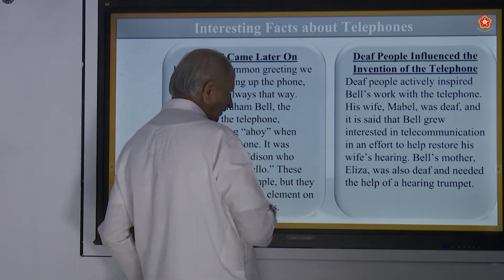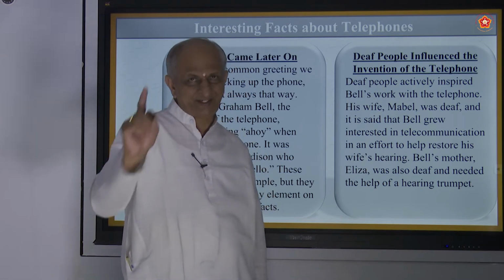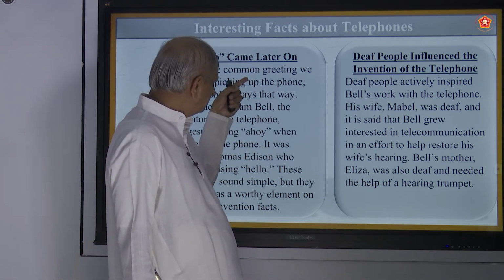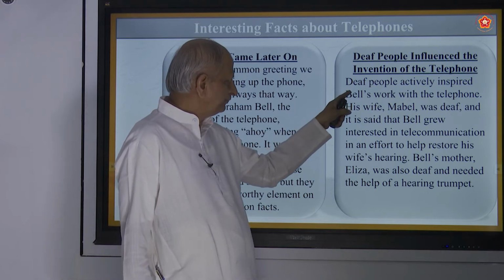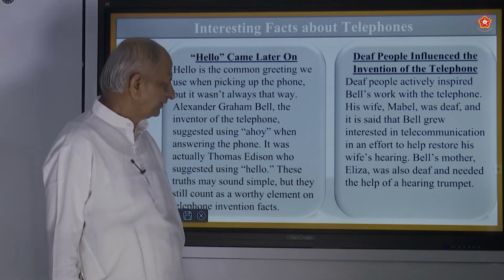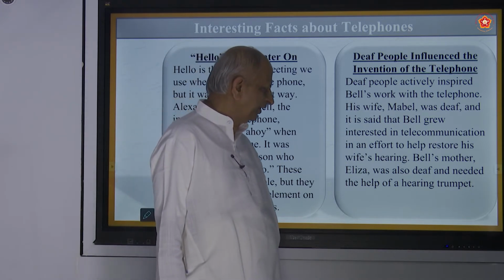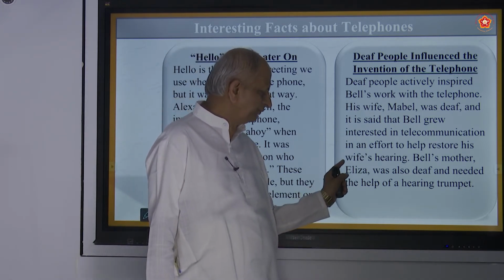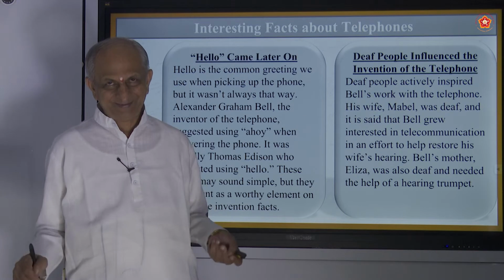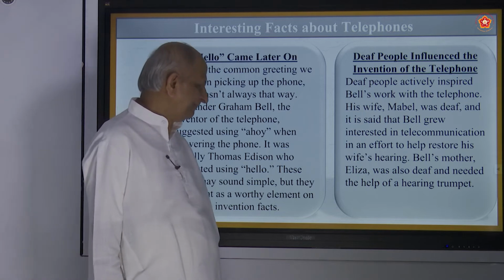Okay, so anyway, there were so many inventions. That is what he said, necessity is the mother of invention. Alexander Graham Bell had a wife by the name Mabel who was deaf, and it is said that Bell grew interested in telecommunications in an effort to help restore his wife's hearing. Whatever he said, his wife would not hear or understand. Isn't it? That was his problem.